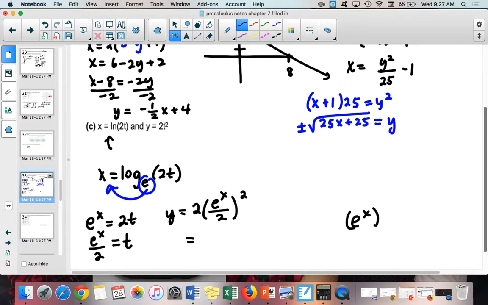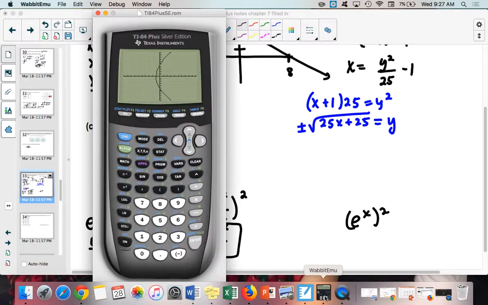What do you guys think e to the x squared is? What's a simpler way of writing that? e to the 2x. Yeah, e to the 2x. Remember we multiply our exponents? So we can say e to the 2x, and then we had over 4, and we still had that 2 multiplied. So do you guys see what's going to happen? The 2 and the 4 will reduce out and become a 2 on the bottom. So that would be the most simplified form of that.